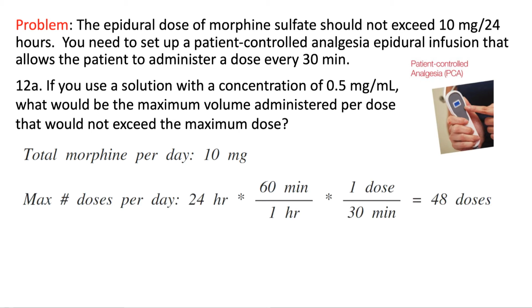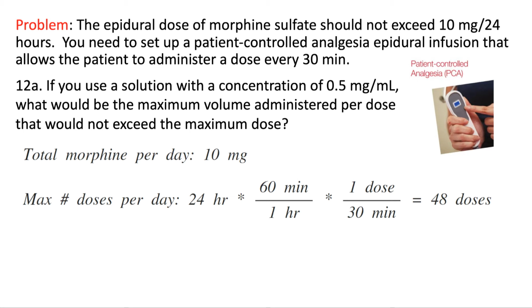Well, let's just calculate the maximum number of doses per day and just start with the fact that a day is 24 hours. Let's convert that to minutes. You'll see why. So 24 hours times 60 minutes per hour gives us the total of minutes in a day. And we want it in minutes because we were told I can get one dose every 30 minutes. So if I multiply by that, minutes cancel, and I would have the number of doses per day. And doing that math, I can see that if I give a dose every 30 minutes, then for a 24-hour period, I could get a total daily number of 48 doses.